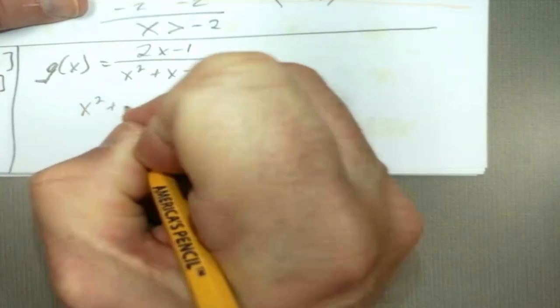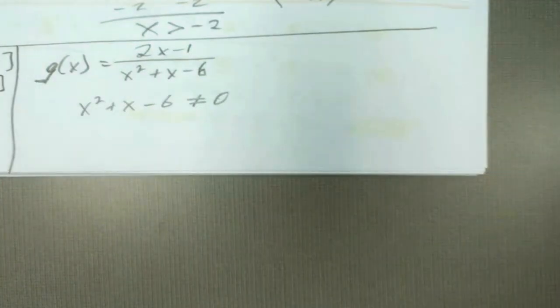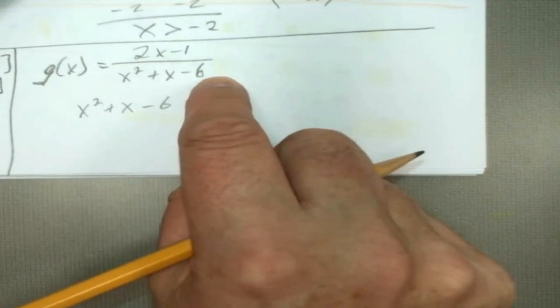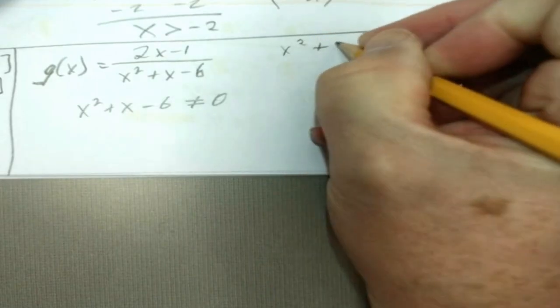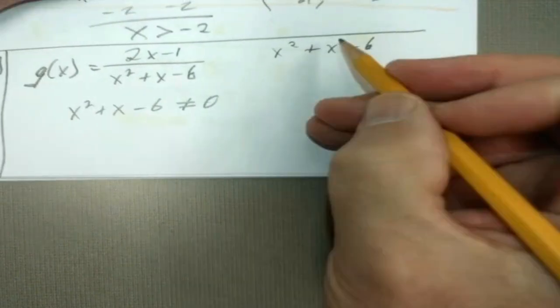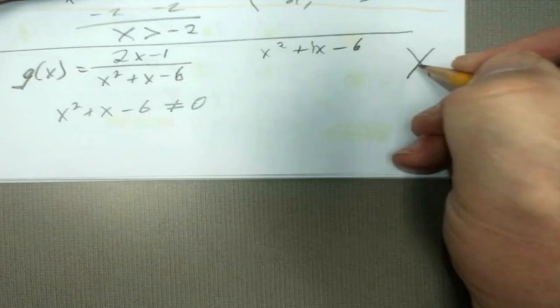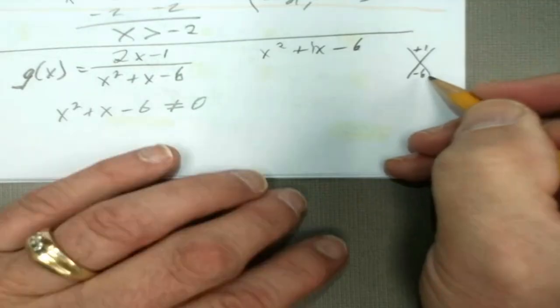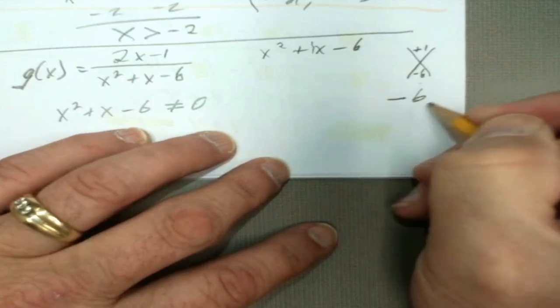X squared plus x minus 6 cannot be 0. Anything else is fine. It could be a negative number, it could be a positive number, but it can't end up 0. So we have to figure out what would make this 0. This is a quadratic equation, which means we need to factor this. So the middle term is a 1 plus 1. The last term is negative 6. So if I want to find plus 1 and negative 6, I need two numbers that multiply together to be negative 6 and add together to be 1. So what multiplies together?